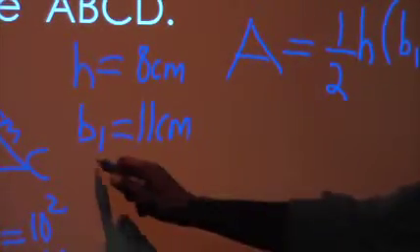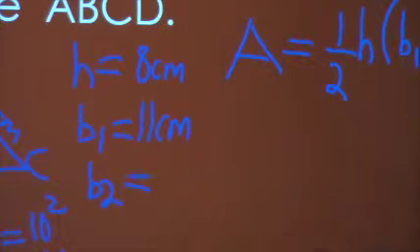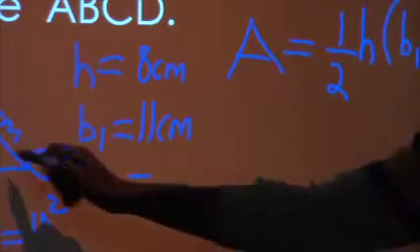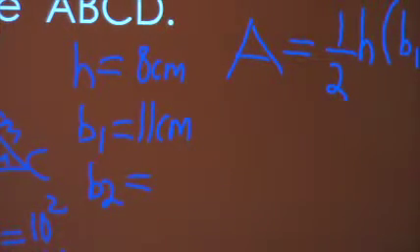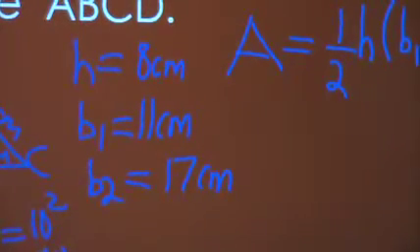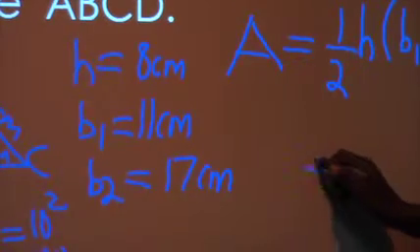Now base 2, the second base, the one at the bottom, well, we have the information to compute it, because from D to O is 11 centimeters, and from O to C is 6 centimeters. So 11 plus 6 is what? 17 centimeters. So we have 17 centimeters. So now we have all the information to complete this problem.